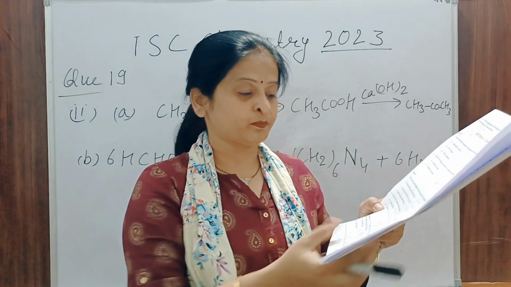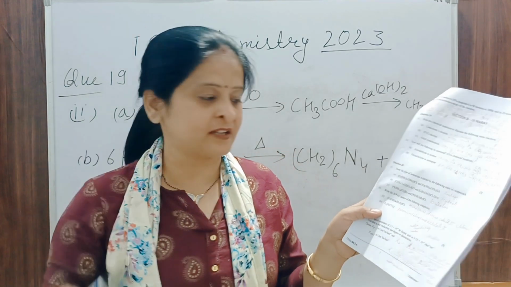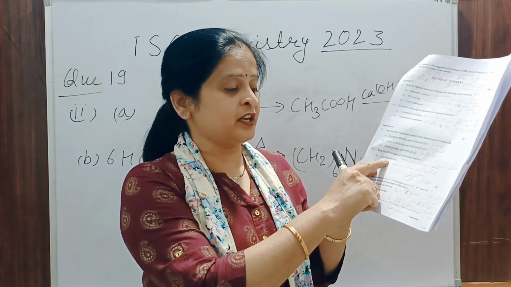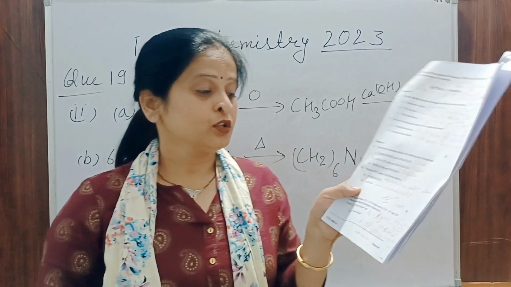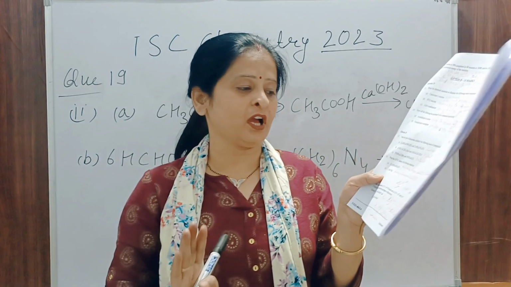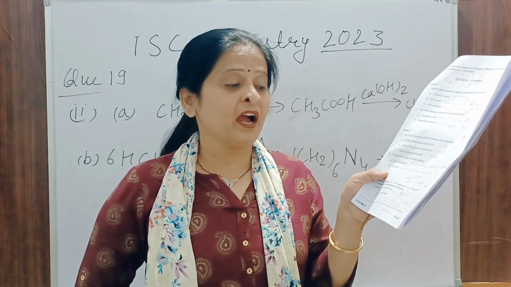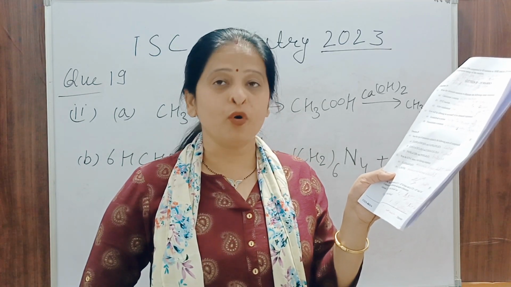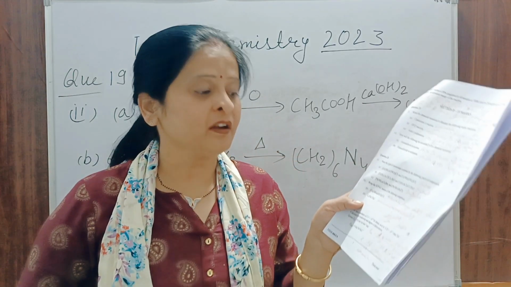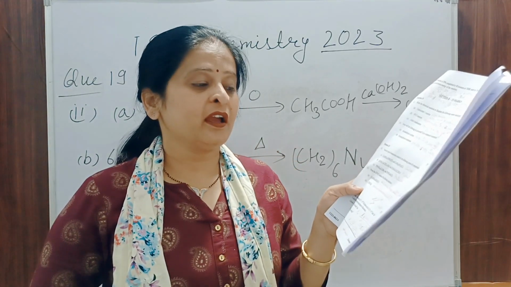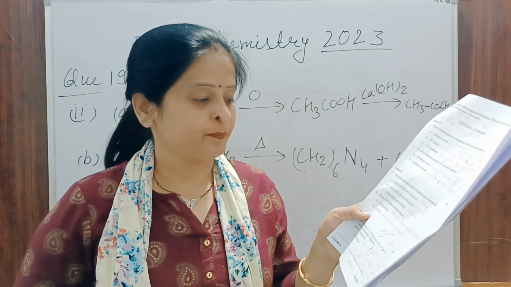Then question number 20, question number 2. Write the IUPAC name of the following complexes. [Co(NH3)4(H2O)2]Cl3. How will we do the IUPAC naming? Tetraamminediaquacobalt(III) chloride. Again I am repeating here, tetraamminediaquacobalt(III) chloride.